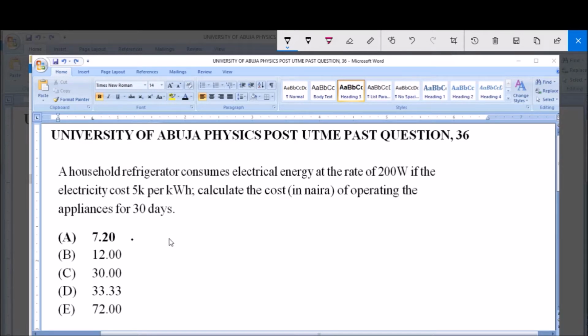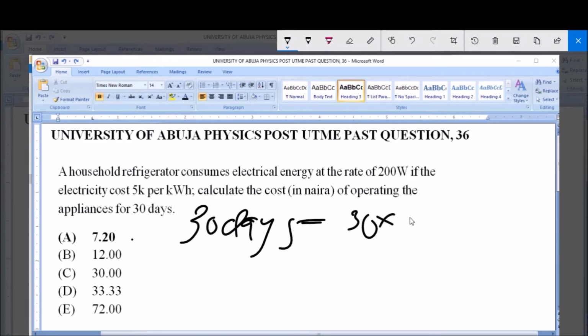Now the first step is to calculate the amount of electricity he would consume in 30 days. Our question made us understand that this particular refrigerator consumes energy at the rate of 200 watts. If the electricity is 5 kobo per kilowatt hour, how many hours are in 30 days? We have 30 multiplied by 24, because each day has 24 hours. Now 30 multiplied by 24 will give you 720 hours.